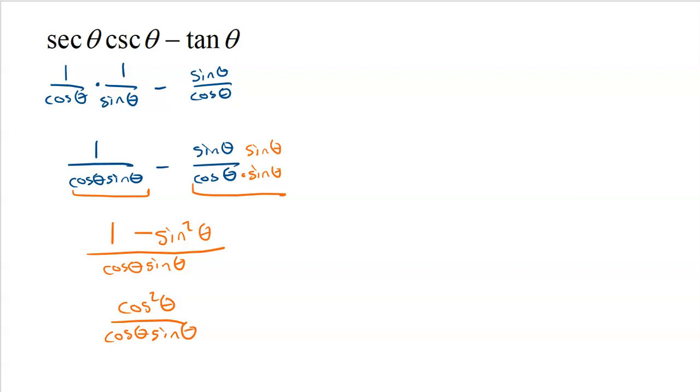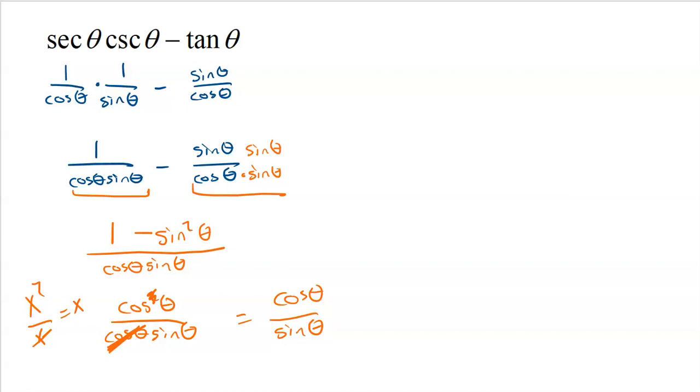Now slow down here. Cosine squared is essentially cosine times cosine. So one of those cosines will cancel with this cosine on the bottom. So what's left is cosine of theta over sine of theta. Again, it was a cosine squared. It's just like x squared over x, right? x squared is x times x. So one of those x's will cancel with this x, and you just get x.